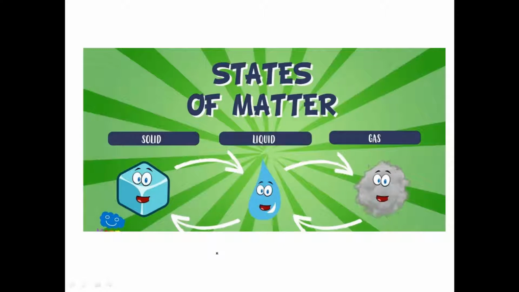Now let's proceed to our topic of today, that is states of matter. We will be considering the solid state, liquid state and gaseous state, which we say a gas.